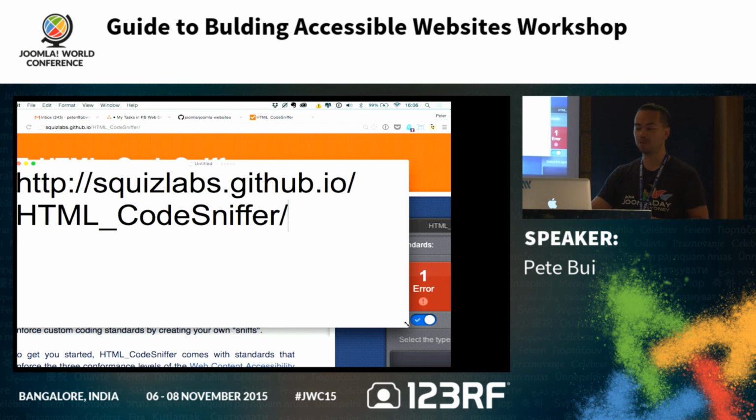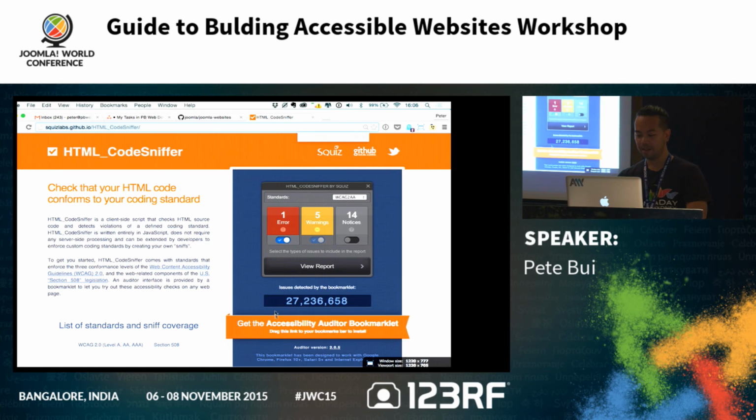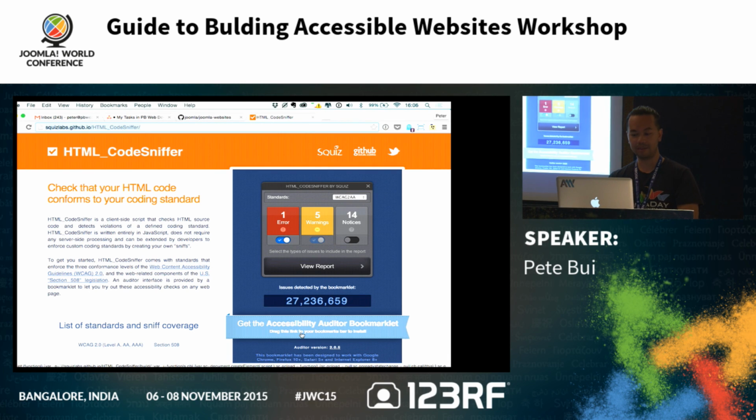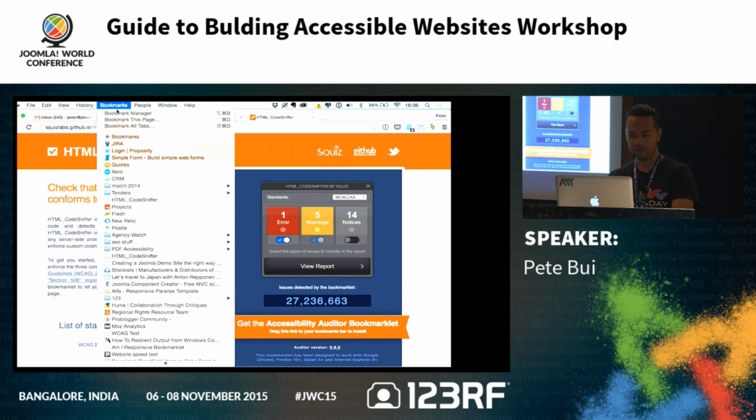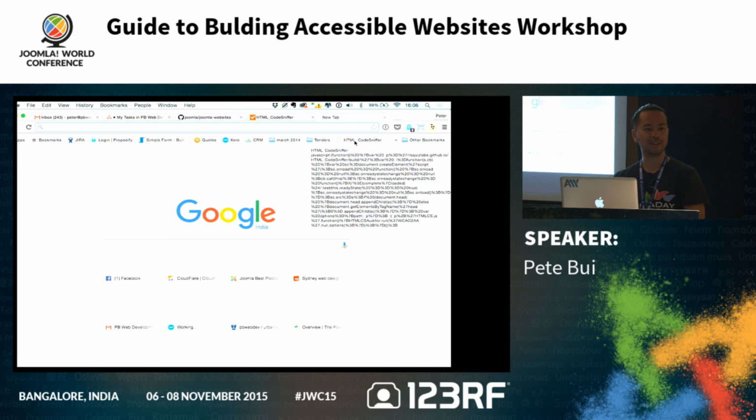So once you get this, what you do, once you get there, go down, down, down. You drag this bar here into your bookmarks bar. How do I get my bookmark up? All right, I go like this, I think. So I've already got it in here. So you drag it up to your bookmarks bar.